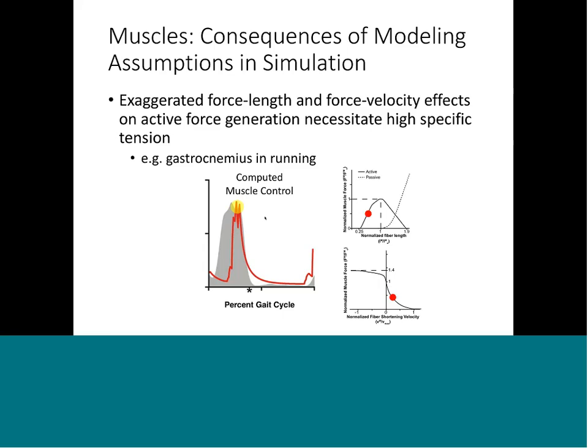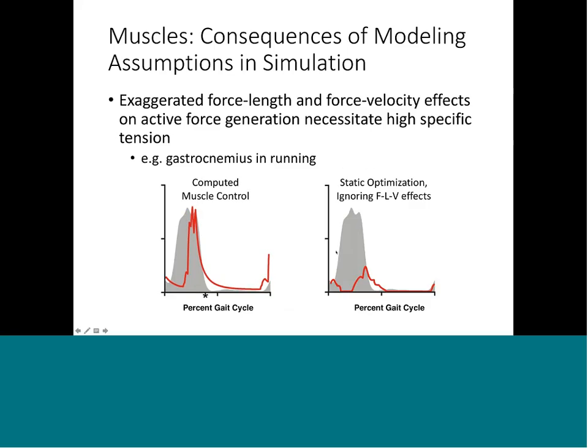Now, as I mentioned before, we ultimately chose the specific tension in our model such that our model could produce forces high enough to simulate dynamic activity such as running. And so partially because of this exaggerated force-length-velocity effect, our chosen specific tension was on the high end of experimentally reported values. By contrast, if we completely ignore the force-length and force-velocity effects on muscle force generation, we see that we require much lower muscle activity to produce the same force. And so we presumably could have used a much lower specific tension, closer to commonly reported values for mammalian muscle.